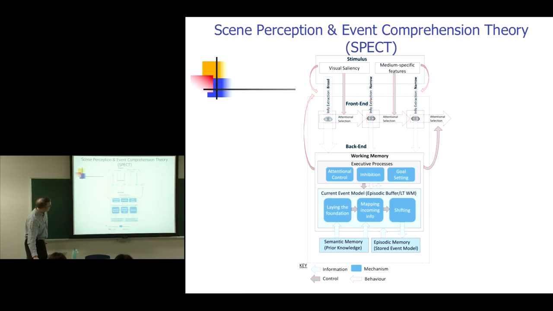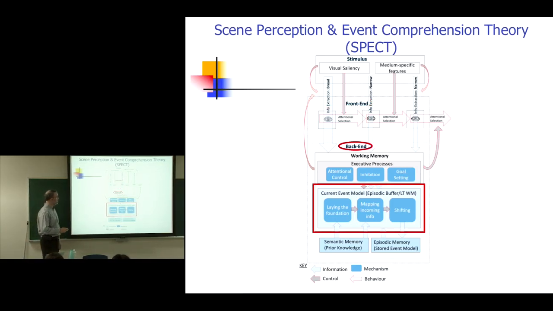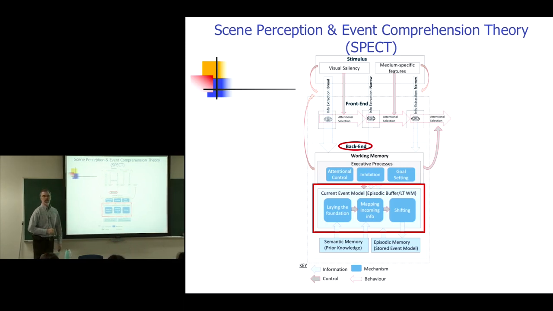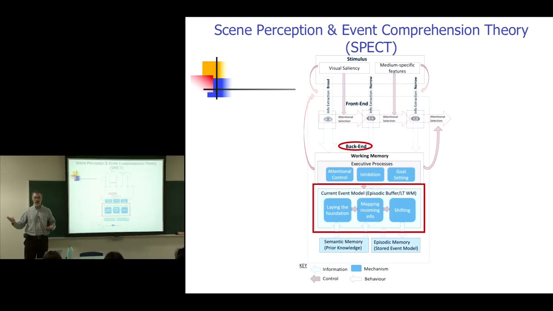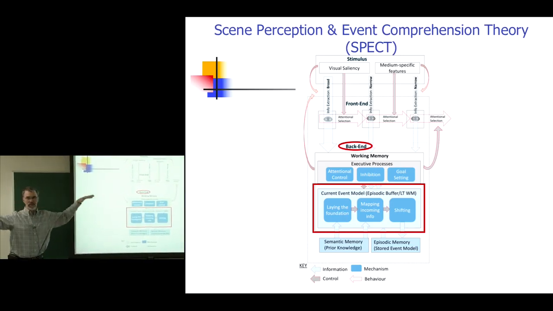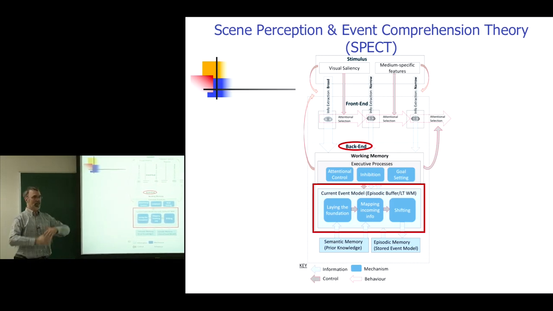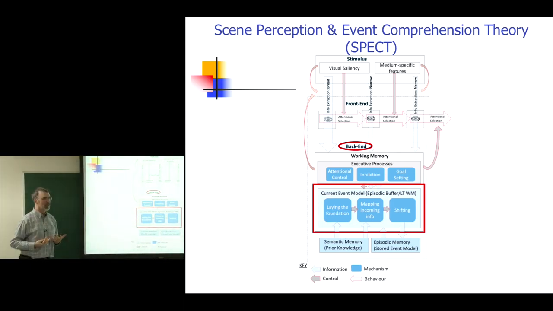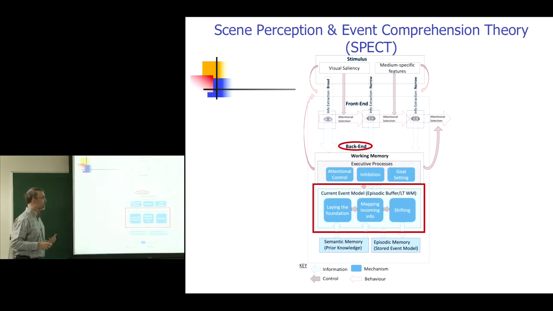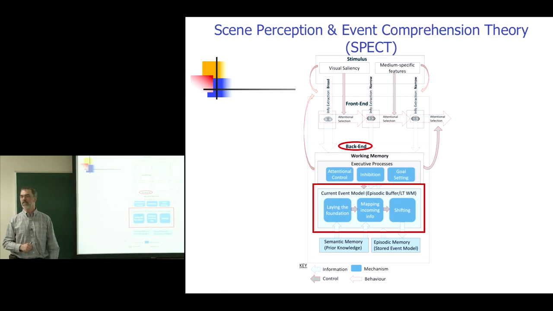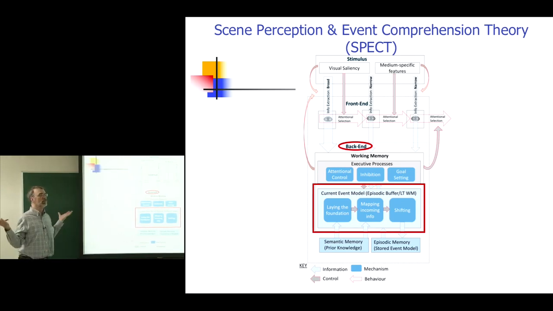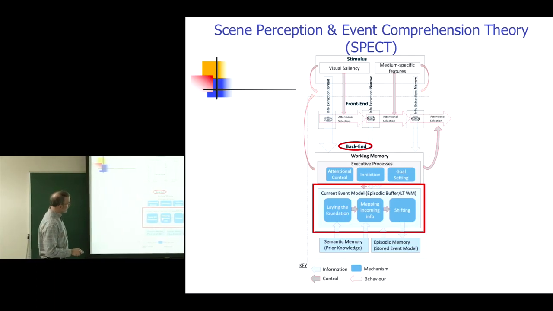I'm also going to talk about the back end, and specifically about what we call the current event model. A simple way of saying that is your understanding of what you are seeing now. All of you have a current event model for this event, the lecture I'm giving, an understanding of this lecture. We say there are three main processes. The first is laying the foundation for the current event model: at the very beginning of a new event, you have to understand what this event is. Once you have a very general, rough idea, for example that this is a lecture, you have laid the foundation.